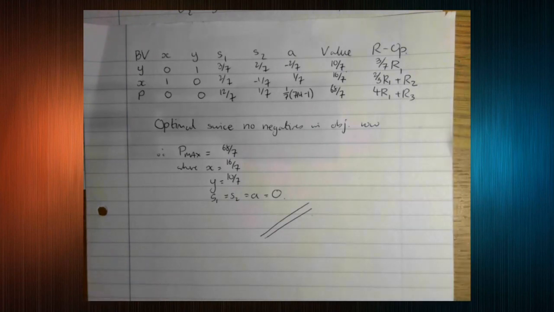I prefer big M to two-stage simplex method because it tends to be shorter and I don't mind algebra. The reality in the exam, though, is you'll be told which one to use. But if you're told to use big M, then you can count yourself lucky, because it's a little bit nicer.